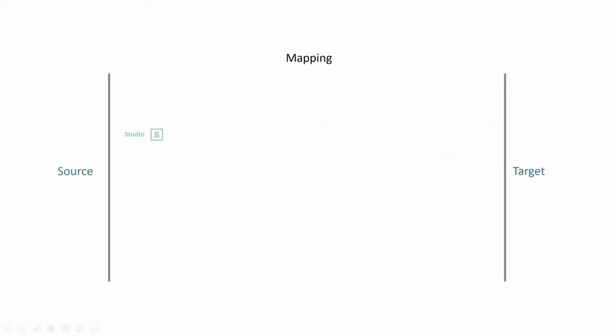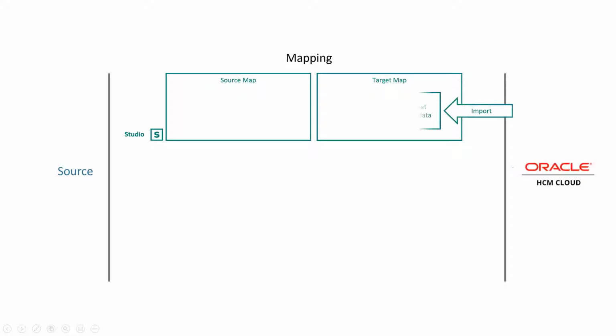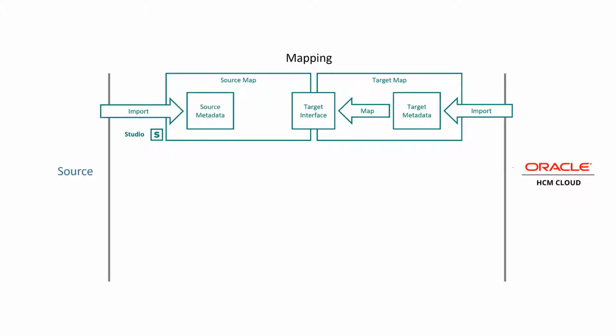In the studio, we have set up target metadata based on the Fusion CSV file requirements for the basic worker and work assignment areas. From these, we have designed the target interface and developed a target map to specify the processing necessary to validate and generate the data to be loaded to Fusion. We have also extracted the details of the full tables of relevant data from EBS and set up the source metadata and developed a source map to populate the target interface.